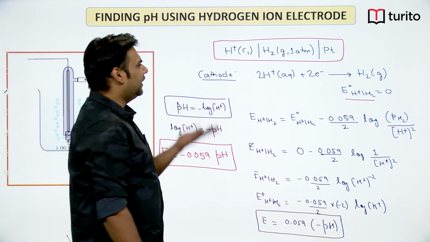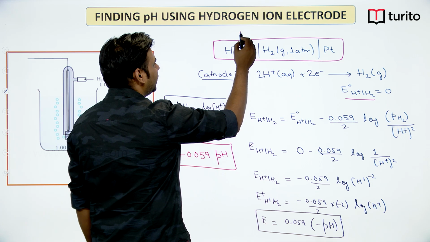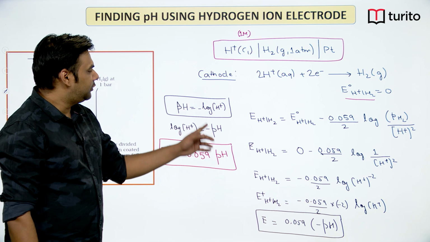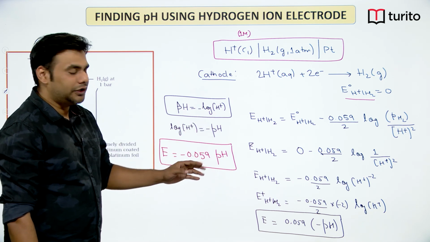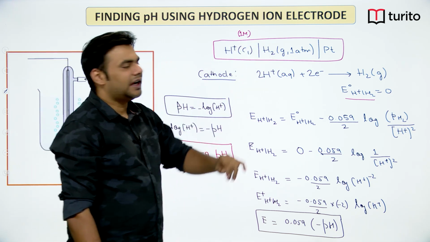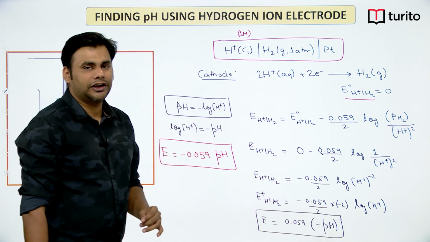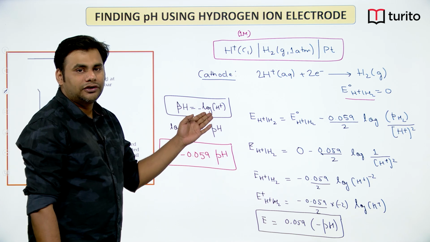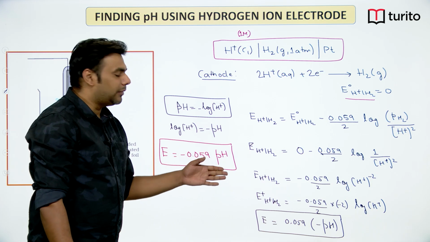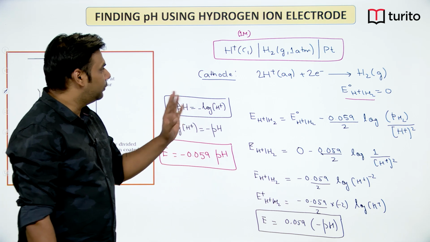So a question can come: find the EMF of this cell. Say the concentration is 1 molar. If you take pH, pH is minus log of H plus, so log of 1 would be 0, so E would become 0. If you take any other concentration except 1, say the concentration was given as 10 raised to minus 2, so the pH would be 2, and you have to just multiply minus 0.059 into pH, you will get the EMF of the half cell. Okay, hope this is clear to you.